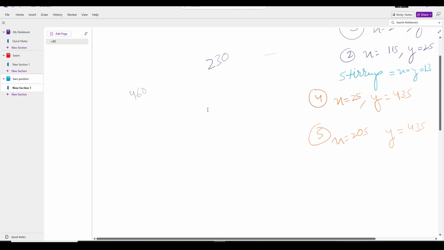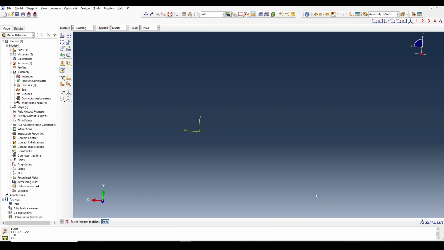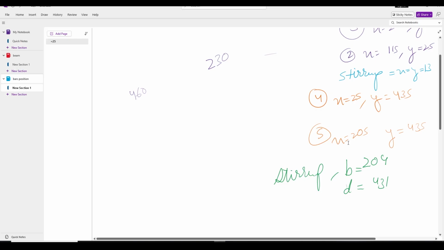So the stirrup width equals 204 mm and depth equals 431 mm. In the next lecture we will assemble all the parts here by using this data.